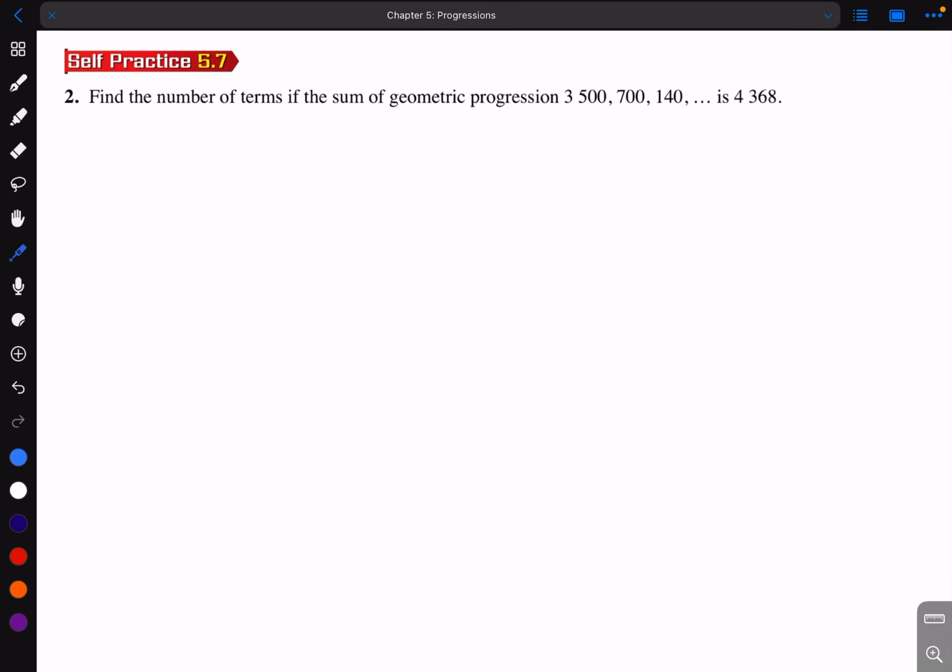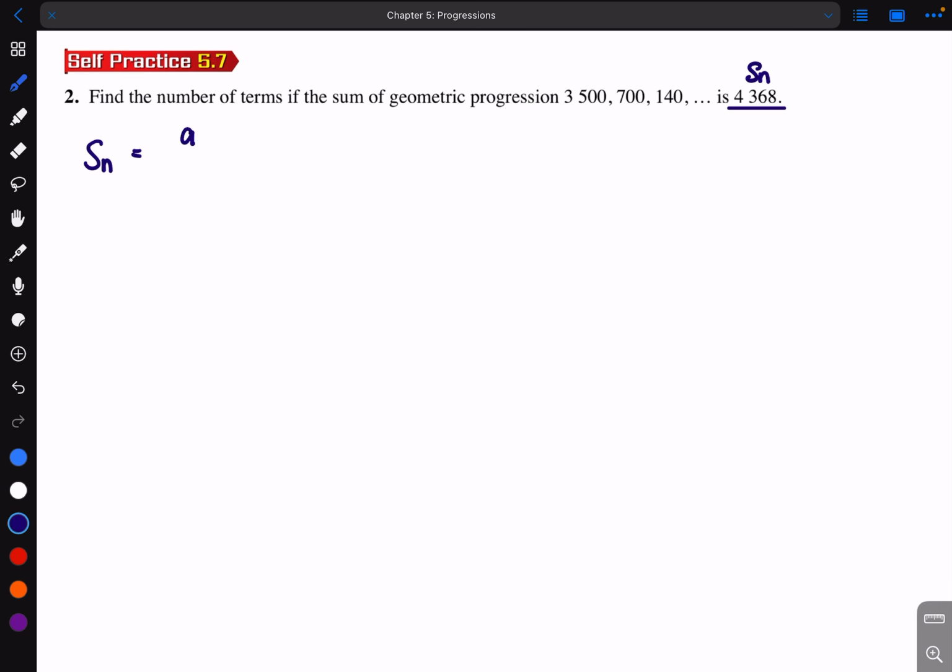So practice 5.7, question 2. Find the number of terms if the sum of the geometric progression of this is this one. So this is our Sn. Right. So first, let's write down our Sn formula.